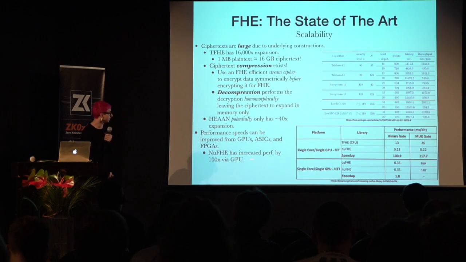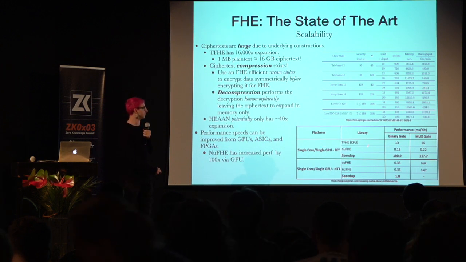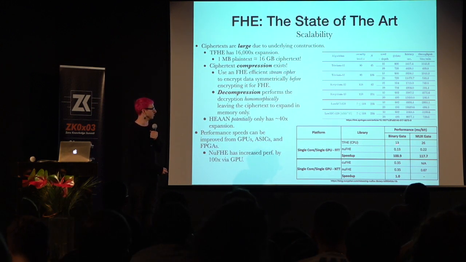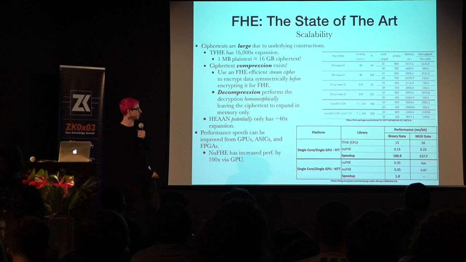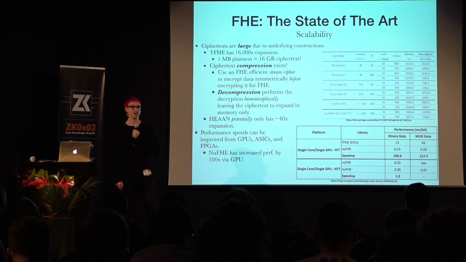NuFHE has increased performance by 100 times on the GPU. TFHE normally has 13 milliseconds per bit. We actually achieved a speedup to 0.13 milliseconds per bit, making us, as far as I know, the fastest fully homomorphic encryption library available.